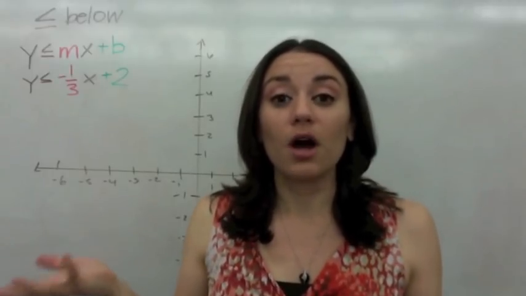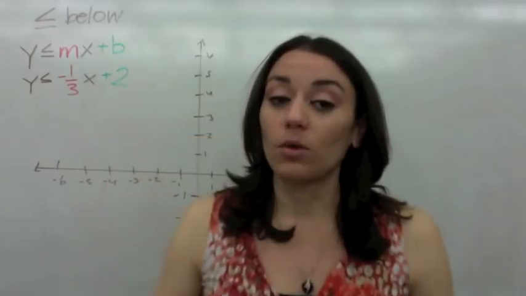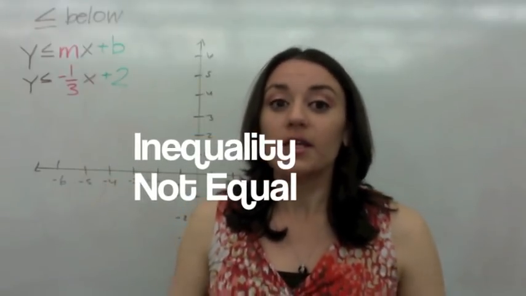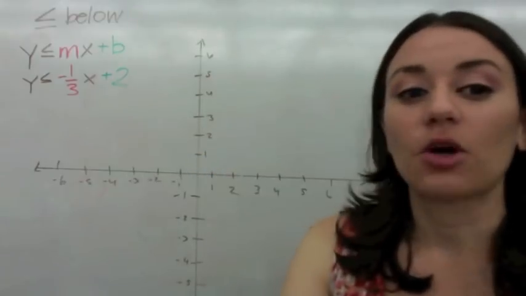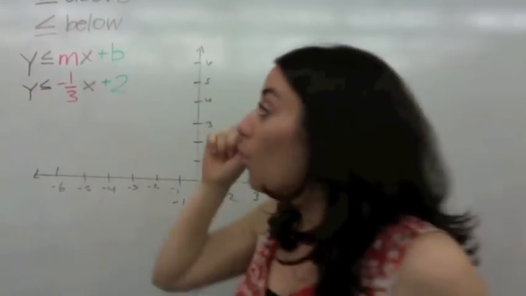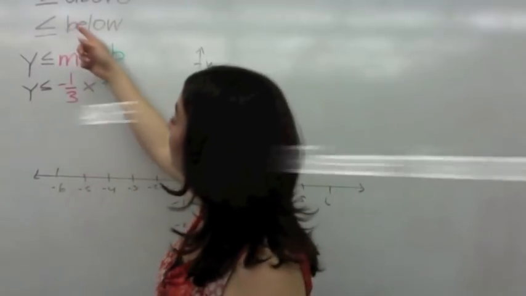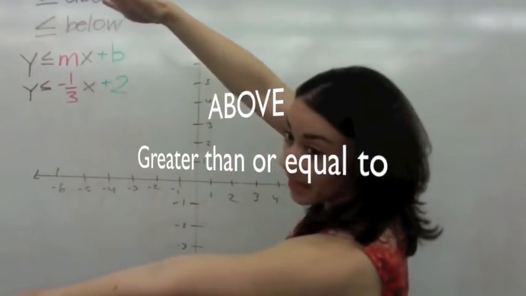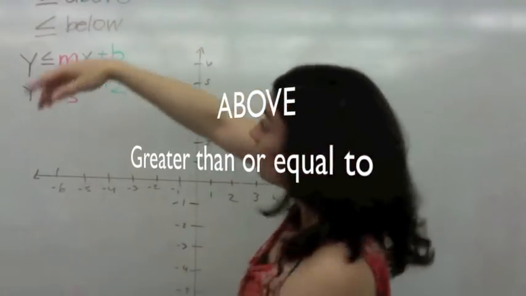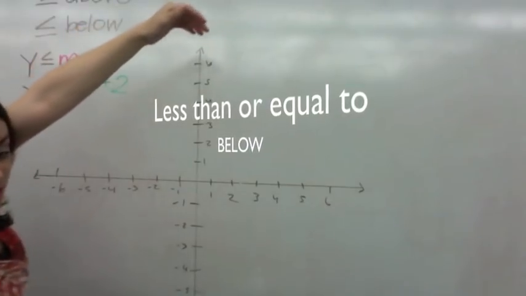Let's review what inequalities are. Inequalities means not equal. What does inequality mean? Not equal. Okay? So you have two types of inequalities with equal signs. The first one is greater than or equal to, and the second one is less than or equal to.